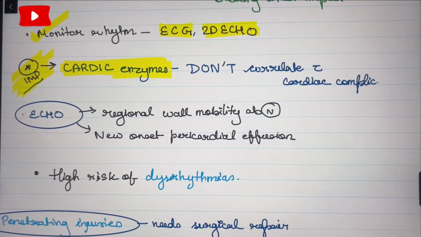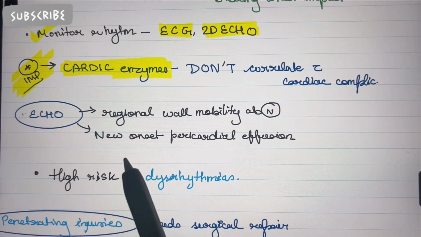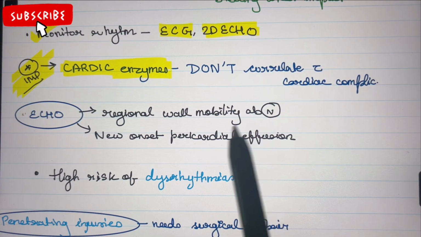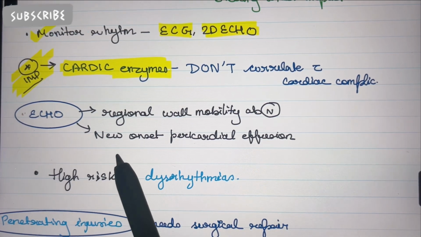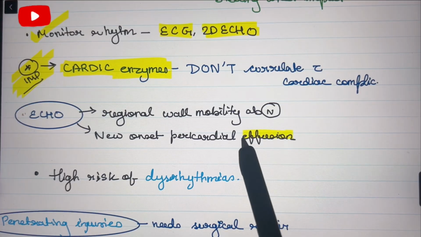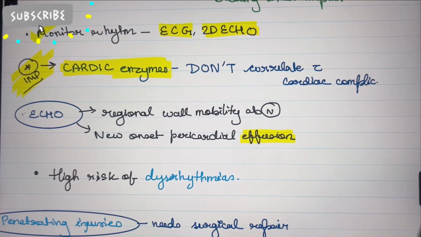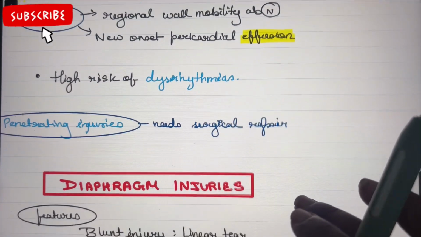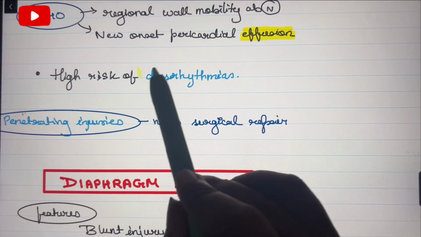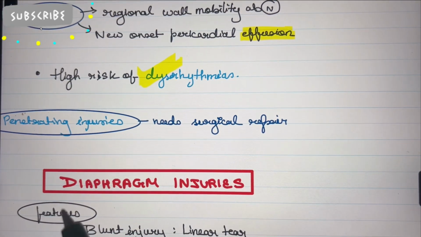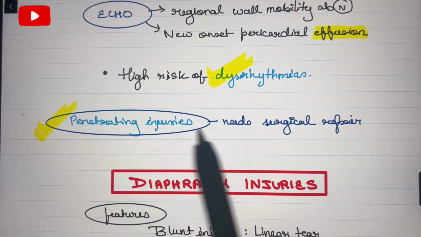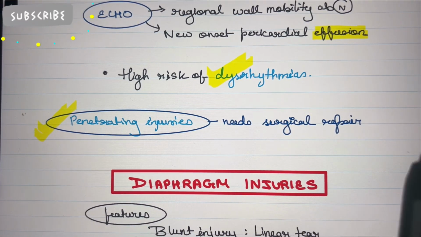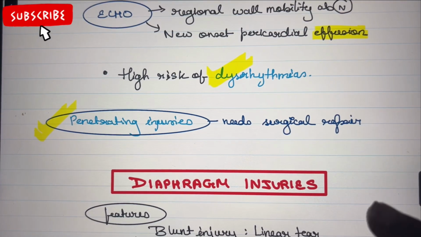Now, why will we do a 2D echo? In 2D echo, we will see the regional wall motion. If a regional wall motion abnormality is present, we can see it, and a new onset pericardial effusion can also be seen in cases of myocardial injury. There is a high risk of arrhythmia in a patient with myocardial injury, and if there is a penetrating injury, there may be a need for surgical repair. Further details are not much required in this.